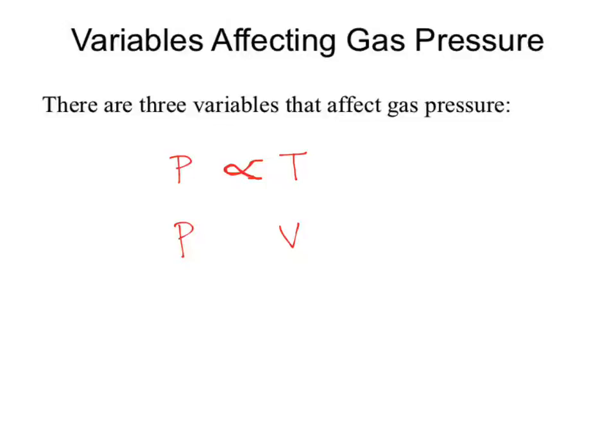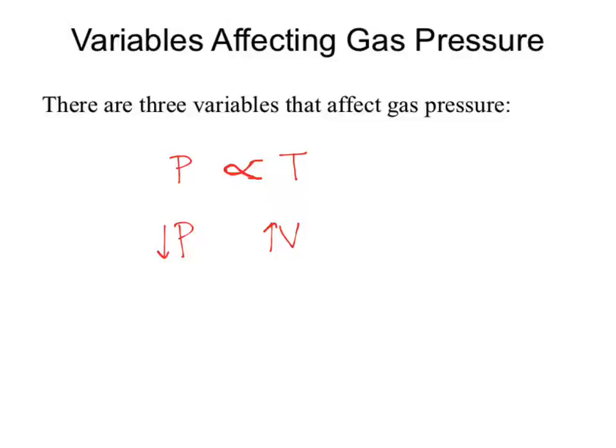The pressure goes down because now our gas particle, to reach the wall to exert a pressure, has to travel further. There's less impacts at the wall because there's a larger wall space. So they are inversely related. As I increase volume, my pressure goes down.